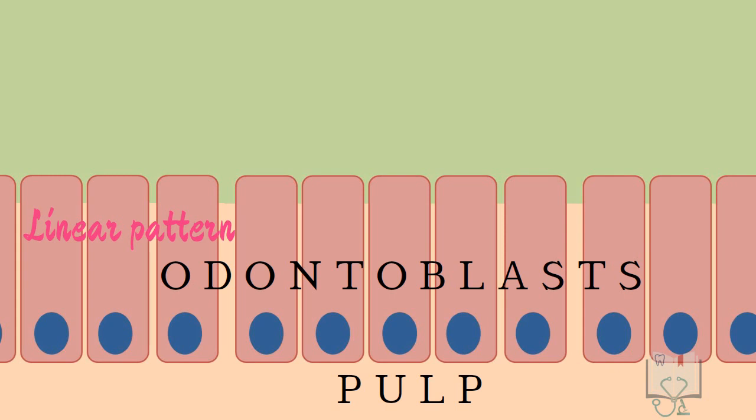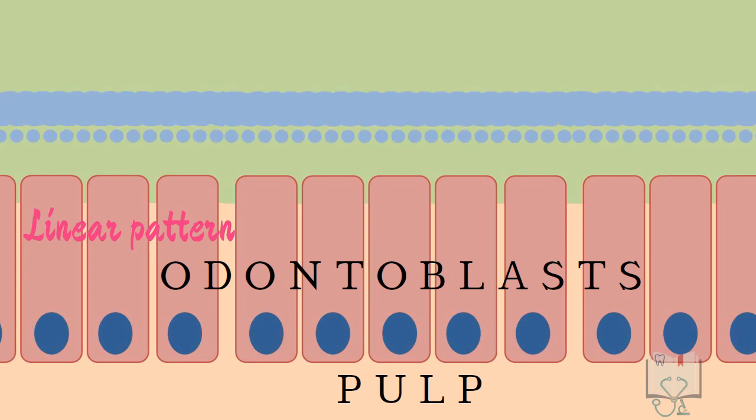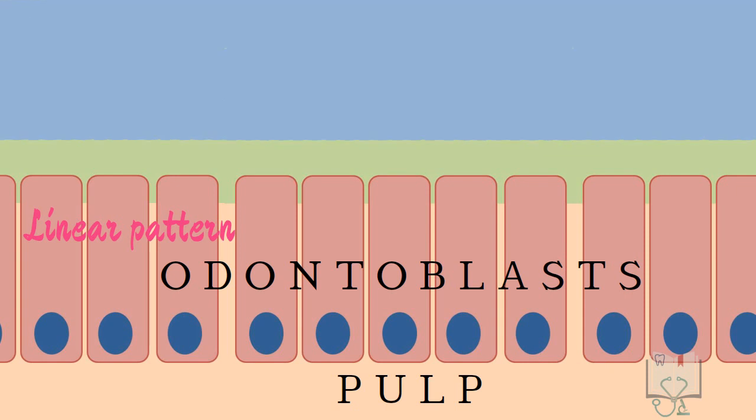In linear mineralization, the crystals get deposited along the collagen fibers. These crystals fuse together early at a smaller size and so make the mineralization front appear in a straight line.